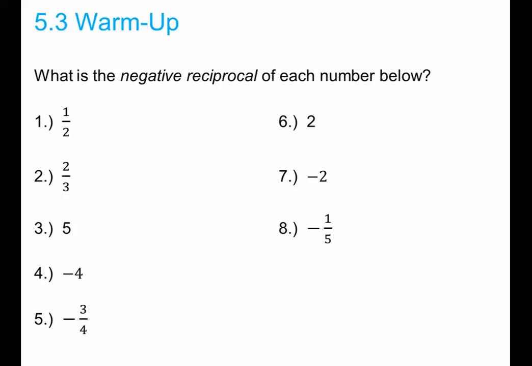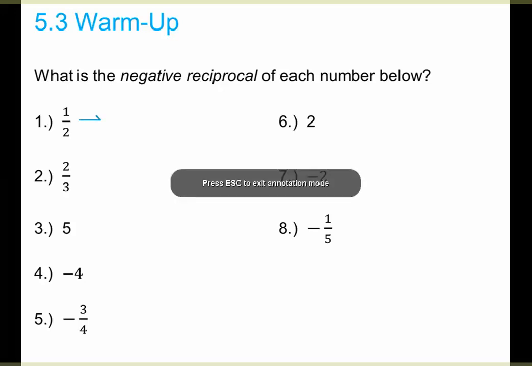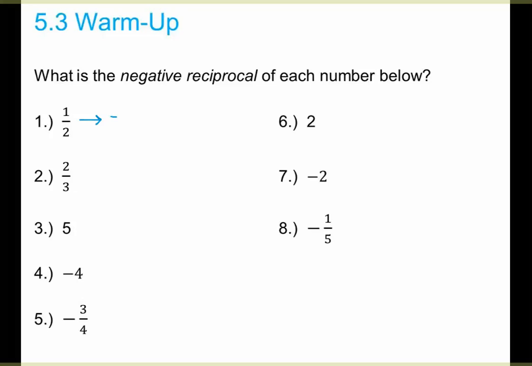So take a look at the 1/2, okay? I think you guys know that the reciprocal of 1/2 would be 2/1. The negative reciprocal is just going to be the opposite of that number. So for example, if we start off with positive 1/2, then the negative reciprocal will be a negative 2/1. So if it starts out positive, you'll end up negative. If it starts out negative, you'll end up positive.